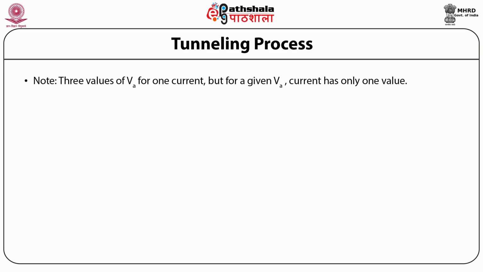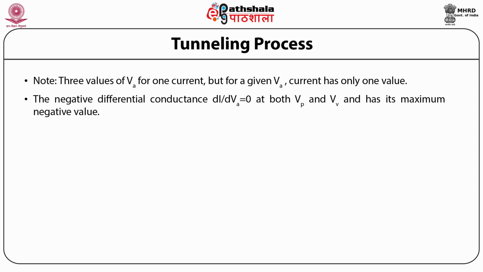Now there is a note to be made here: there are three values of V_A for one current, but for a given V_A, the current has only one value, because the dynamic resistance exhibited by the tunnel diode is a voltage-controlled negative resistance. So the negative differential conductance, that is dI by dV_A, is equal to 0 at both V_p and V_v and has its maximum negative value between them.